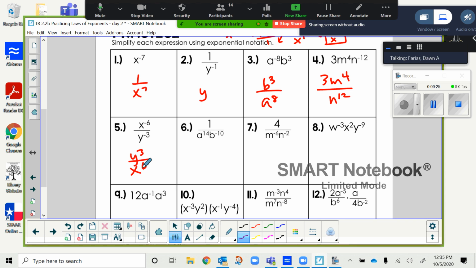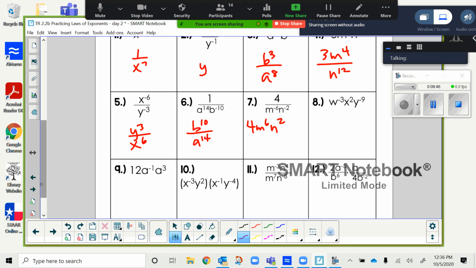On number 6, only the b had to be moved. The a, the 14 was already positive, so it can stay where it is. So it's b to the 10 over a to the 14. 7 is 4m to the 6th n to the 2. 8 is x squared over y to the 3. I'm sorry, w to the 3, y to the 9.